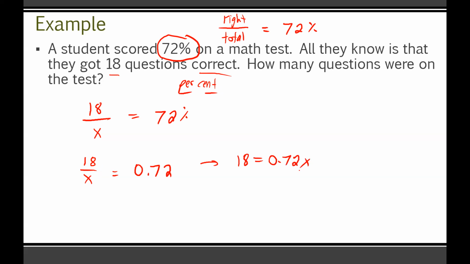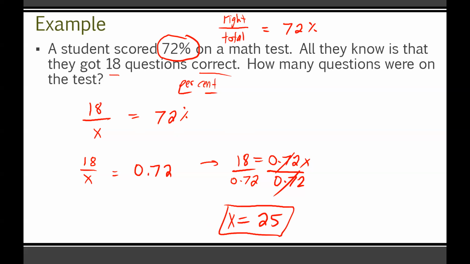And then there's one last step here. We just need to get x totally by itself. So let's divide by 0.72 on both sides of that equation. That'll cross out our 0.72s there. We're going to be left with x equals, and believe me, I'm reaching for a calculator right now, 18 divided by 0.72 gives us 25. So in other words, on that test that they had, there were 25 questions in total. 18 out of 25 gave them 72%.